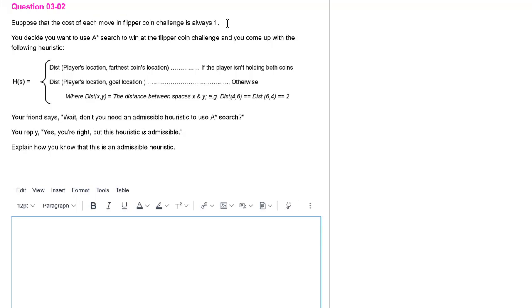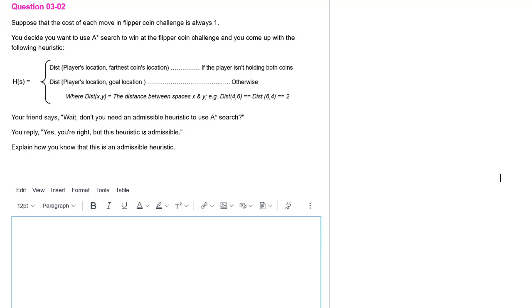Suppose that the cost of each move in Flipper Coin Challenge is always 1, and you decide you want to use A* search to win at this. You come up with this heuristic here, where the heuristic of a particular state is the distance between the player's location and the farthest coin's location if the player is not holding both coins, or just the distance between the player and the goal otherwise. And then I just explain what distance is. And your friend says, wait, don't we need an admissible heuristic? And you say, yeah, but this is admissible. And then the goal of the problem is to explain how you know that this is an admissible heuristic.